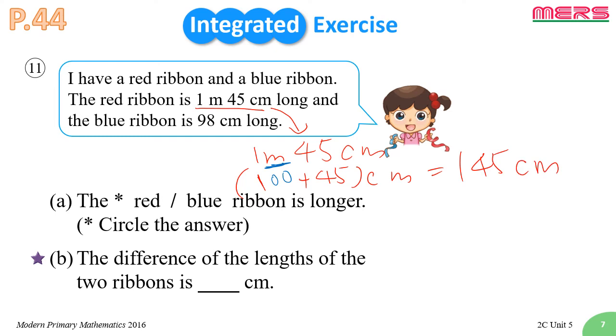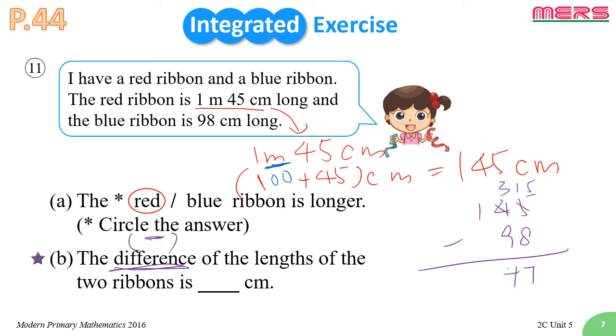That's for the red ribbon, and the blue ribbon will be 98 centimeters. So the red one will be the longer one. The question asks for the difference between these two, so you do the subtraction: 145 minus 98. You have to do the calculation by yourself. 5 becomes 15, 4 becomes 3. Do the calculation here, it becomes 7. And 13 minus 9 becomes 4. So the answer is 47.